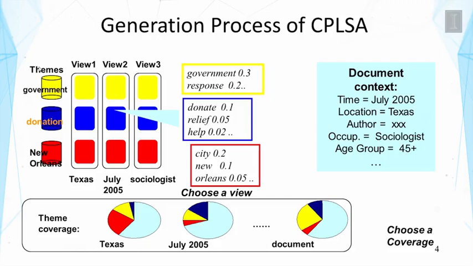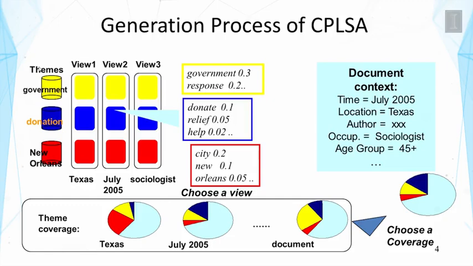before is fixed in PLSA, and it's tied to a particular document. Each document has just one coverage distribution. Now here, because we consider context, the distribution of topics or the coverage of topics can vary depending on the context that has influenced the coverage. So for example, we might pick a particular coverage. Let's say in this case, we've picked a document-specific coverage.